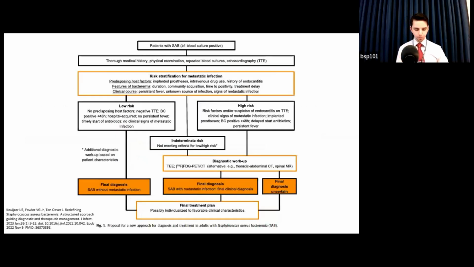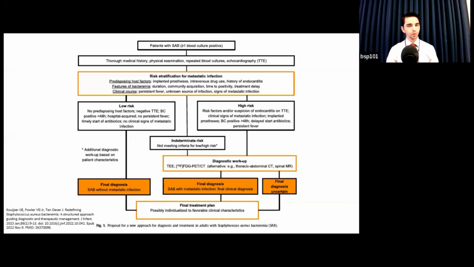So what would a futuristic Staph aureus bacteremia treatment algorithm look like? This algorithm was published this year by a group at Duke who do a lot of work with Staph aureus bacteremia. And it includes the things that we just discussed. So first, you need to confirm the diagnosis of Staph aureus bacteremia, and that's just having one blood culture that's positive with Staph aureus.